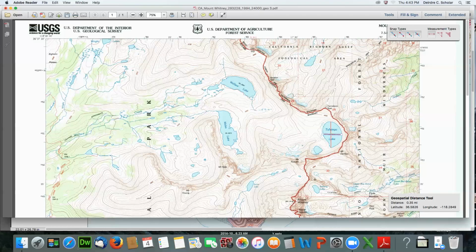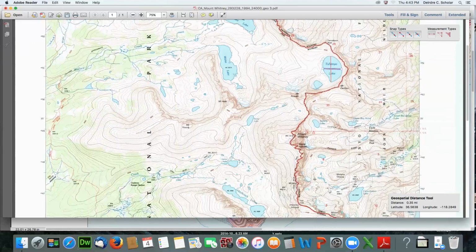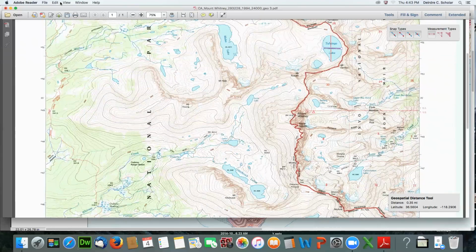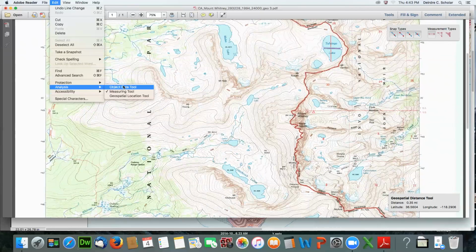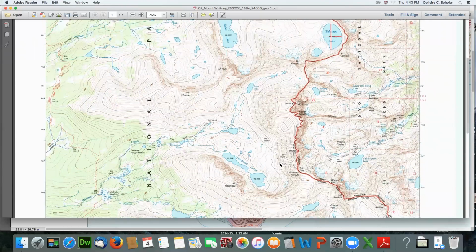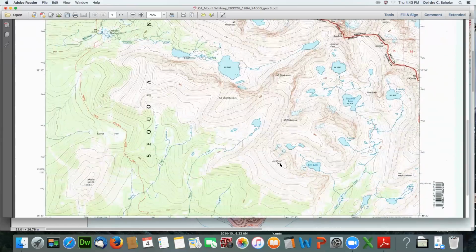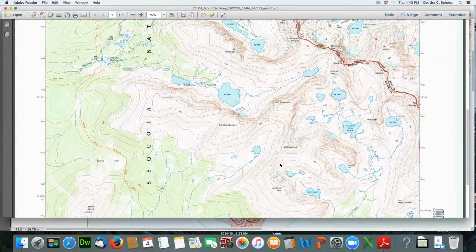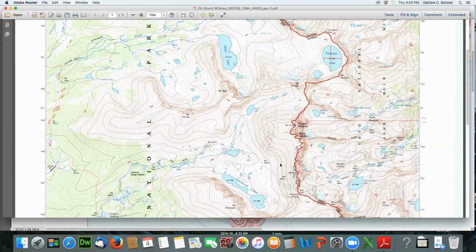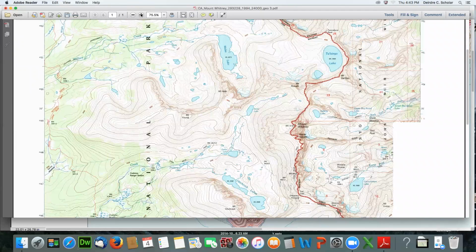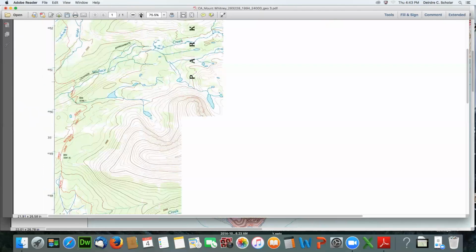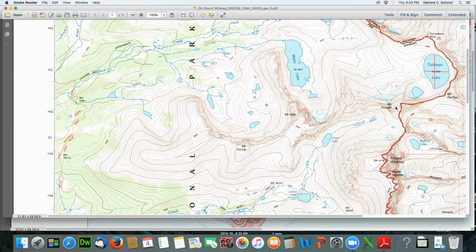Next question has to do with Mount Russell. So I'm going to turn off the measuring tool and search for Mount Russell. And sometimes you just have to search a little bit before you find places. Here's Mount Russell. Let me zoom in so we can see Mount Russell a little more clearly. There it is, Mount Russell.